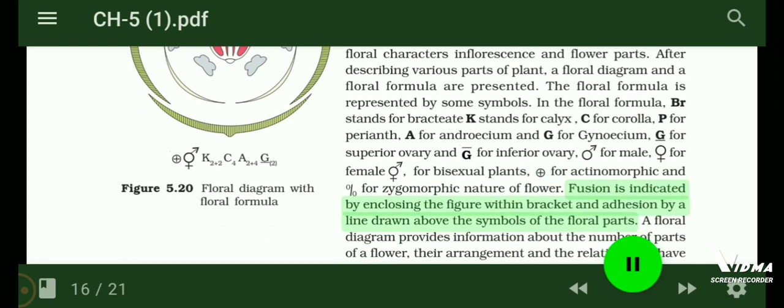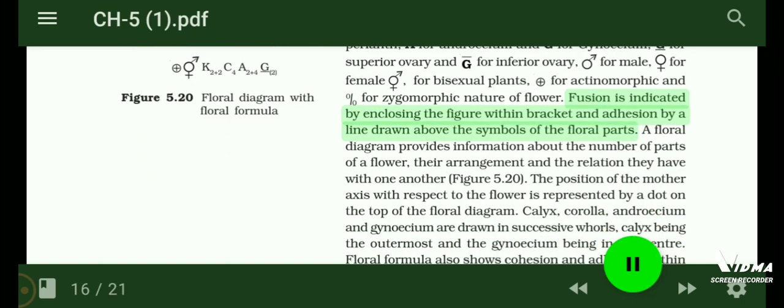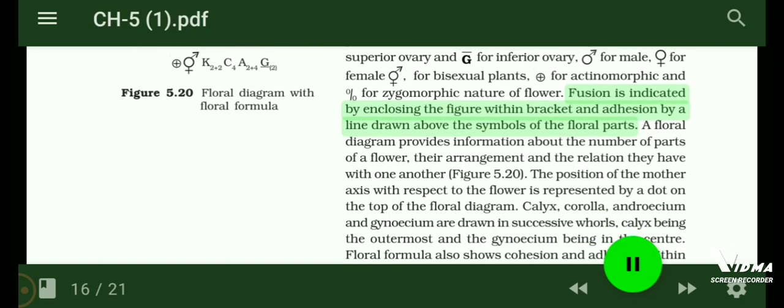Fusion is indicated by enclosing the figure within bracket and adhesion by a line drawn above the symbols of the floral parts. A floral diagram provides information about the number of parts of a flower, their arrangement and the relation they have with one another. Figure 5.20. The position of the mother axis with respect to the flower is represented by a dot on the top of the floral diagram.